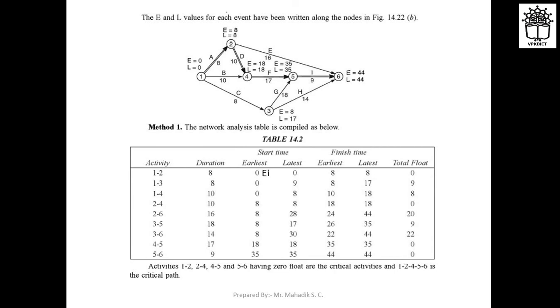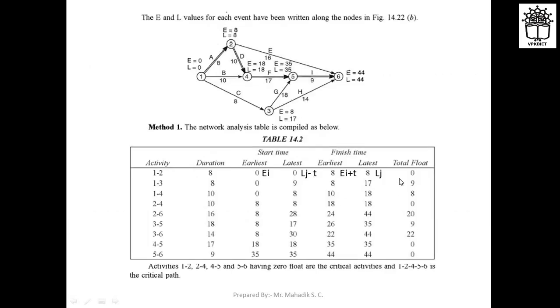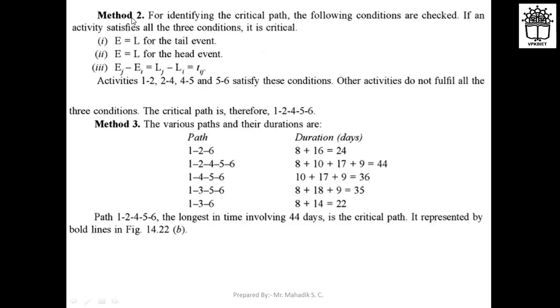Now this is about the CPM problems, right? These types of problems may be asked. This is one of the methods to calculate the critical path in the given network. There is another method to calculate the critical path. Let us see which one this is. So method 2 is that to identify the critical path, the following conditions are to be checked.